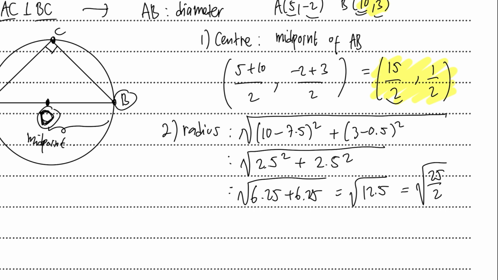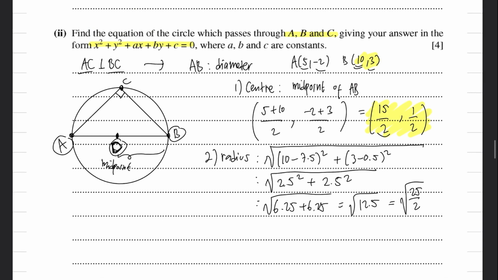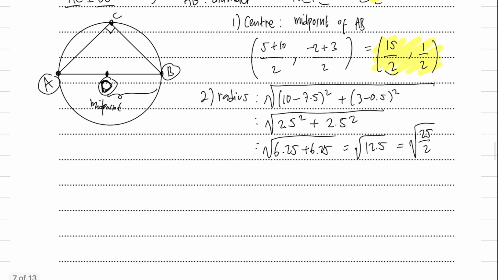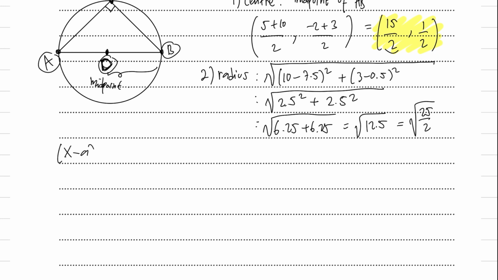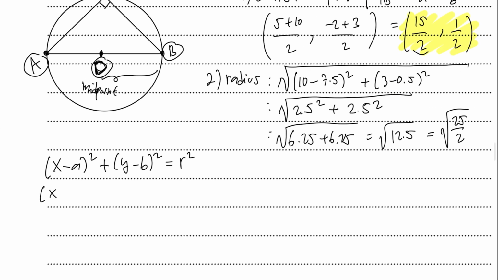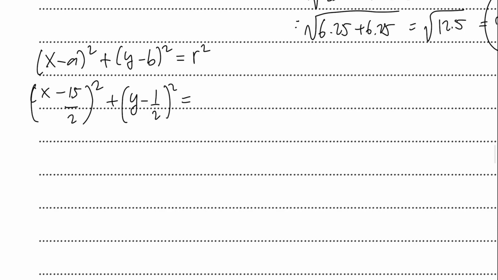This is the radius. Now, because we want to make it in that form, the equation of the circle will be (x - a)^2 + (y - b)^2 = r^2. So a and b is the midpoint. So we substitute (x - 15/2)^2 + (y - 1/2)^2 = r^2. So we square it, and it becomes 25/2.